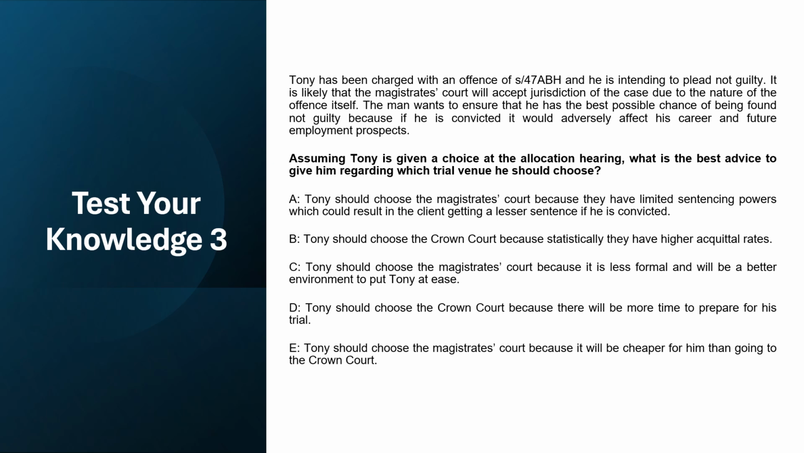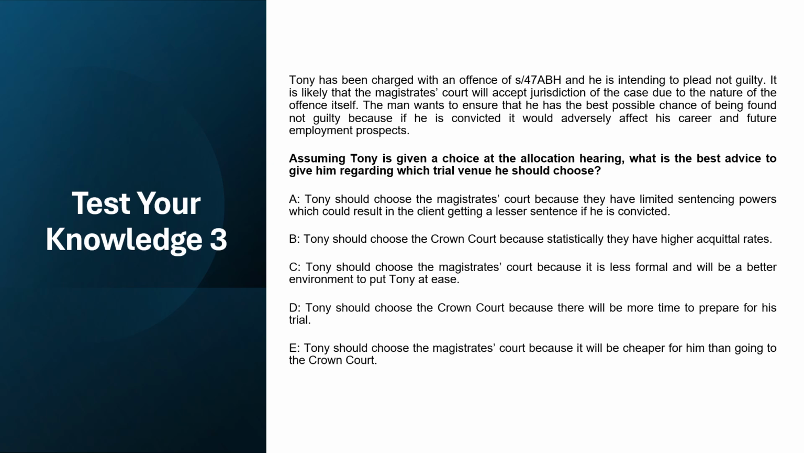Turning now to test your knowledge 3. Tony has been charged with an offence of section 47 ABH and he is intending to plead not guilty. It is likely that the Magistrates' Court will accept jurisdiction of this case due to the nature of the offence itself. The man wants to ensure that he has the best possible chance of being found not guilty, because if he is convicted, it would adversely affect his career and future employment prospects. Assuming Tony is given a choice at the allocation hearing, what is the best advice to give him regarding which trial venue he should choose?